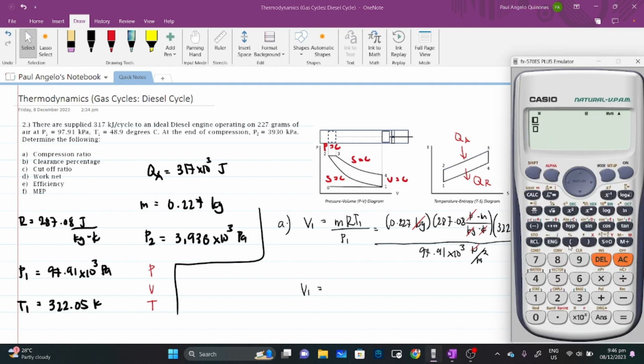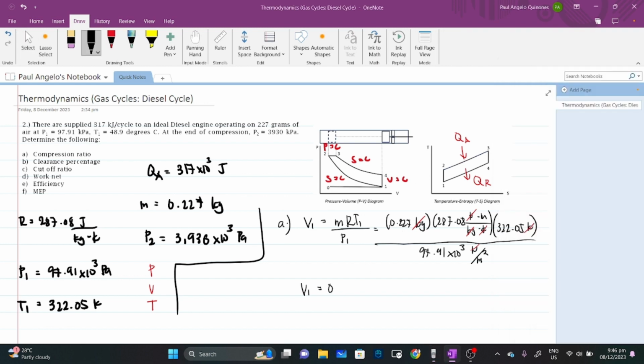V sub 1 is equal to 0.227 times 287.08 times 322.05 divided by 97.91 kilopascal. So that is 0.2143, in cubic meter.